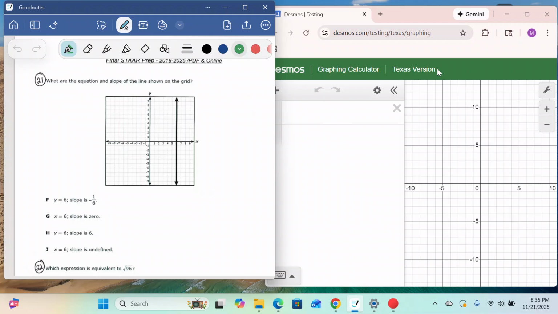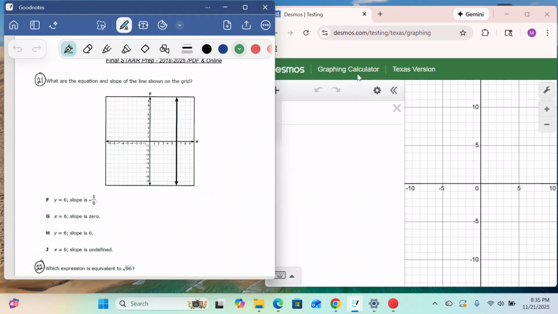So with that being said, we're going to be going over today question 21 through question 40 on our final STAAR prep review. So let's get started. Today we're going to go over question 21. What are the equation and the slope of the line shown on the grid?